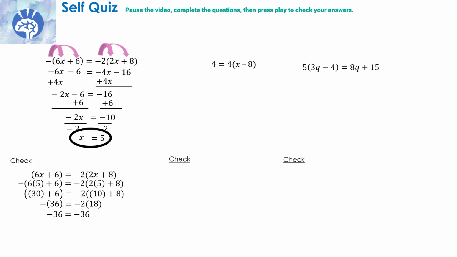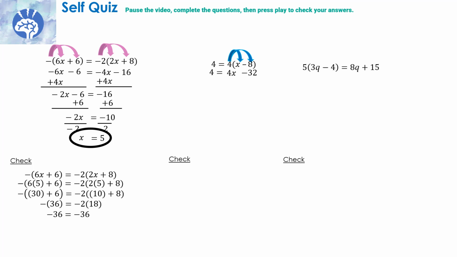Let's look at the next one. 4 equals 4 times x minus 8. On the left side of the equal sign, there's nothing to do. But on the right side, we have the distributive property. So we're going to take 4 times x, which is 4x. 4 times negative 8, which is negative 32.